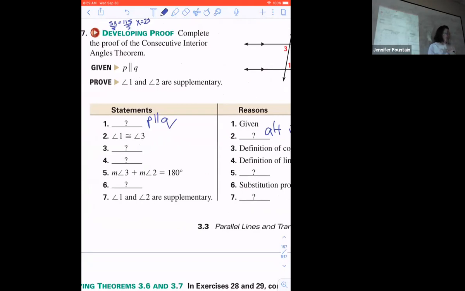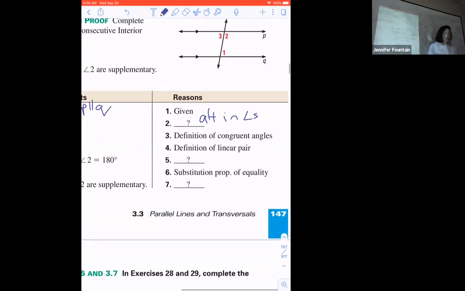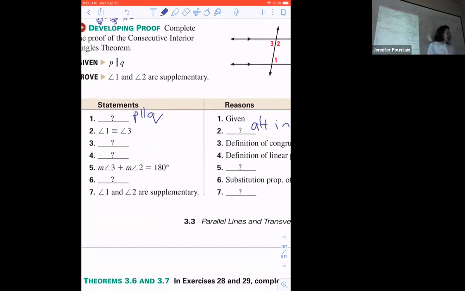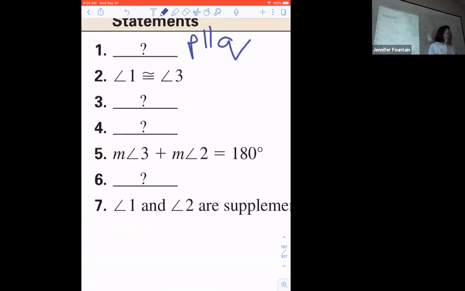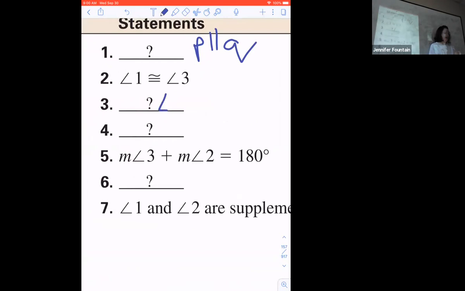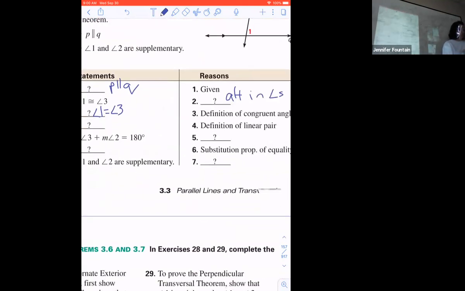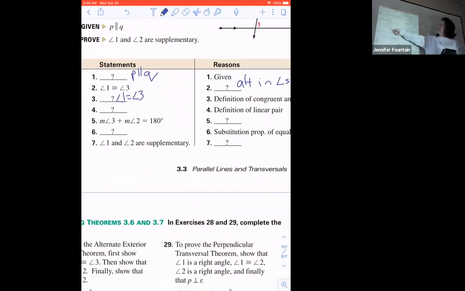Now let's look at statement 3 and reason 3. Reason 3 says the definition of congruent angles. I had in the beginning that angle 1 is congruent to angle 3. So what is statement 3 going to be? Angle 1 equals angle 3. That's fine. What's the reason for statement 2? Alternate interior angles. And number 3 is the definition of congruent angles. We go from congruent to equals here, and that's just our definition.